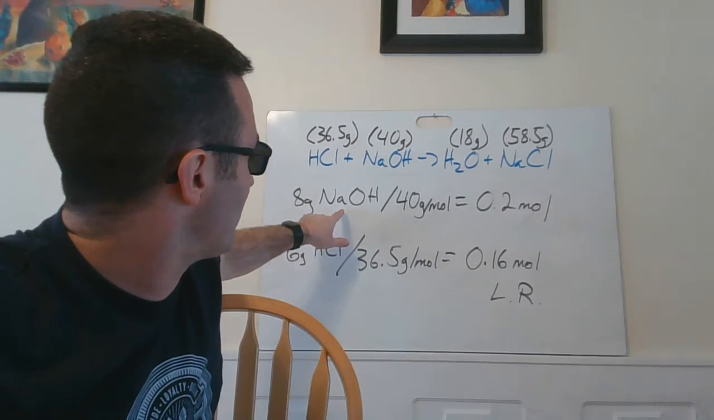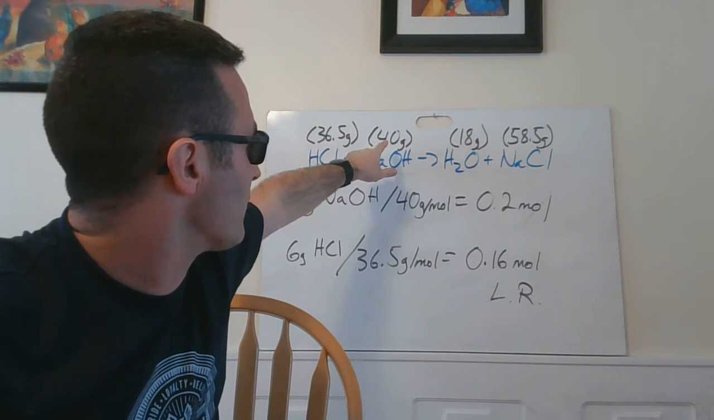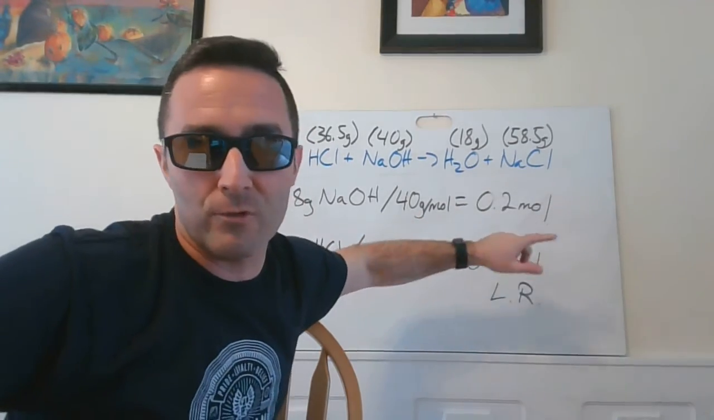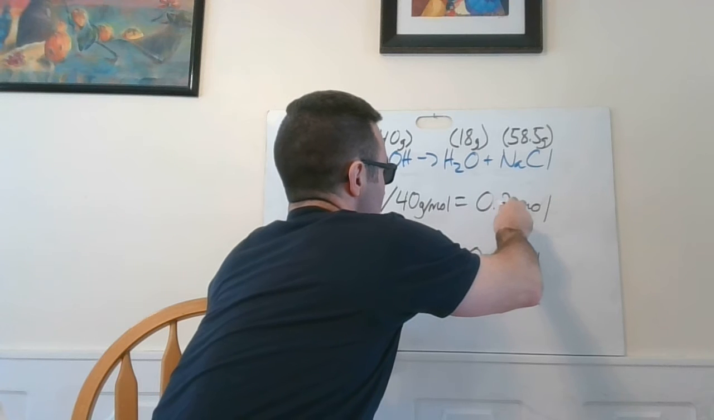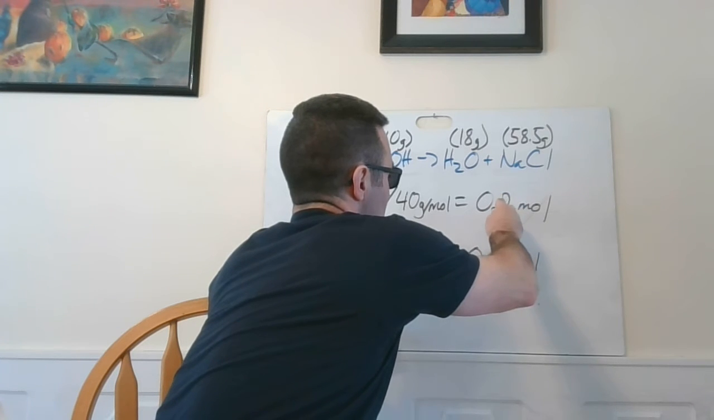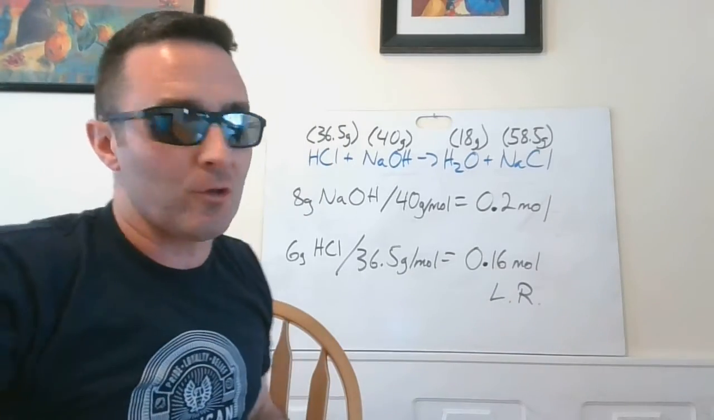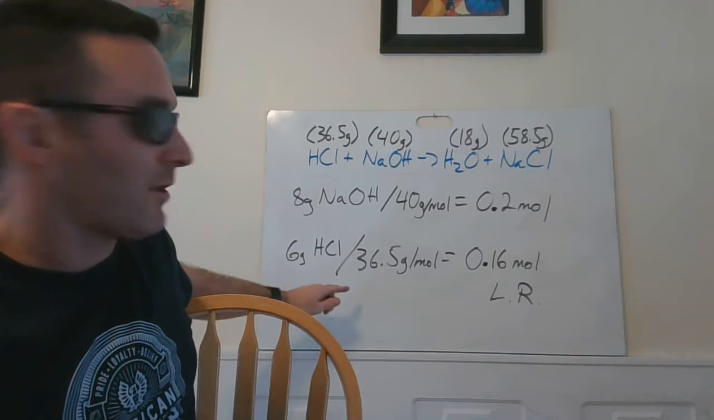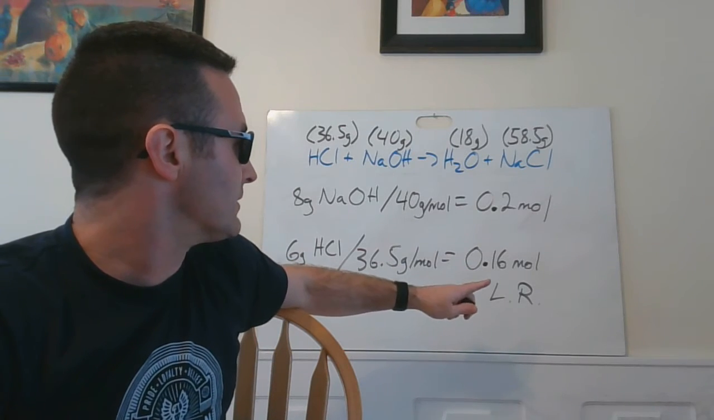So I take my sodium hydroxide, I've got 8 grams. My molecular mass is 40 grams, so 8 divided by 40 is 0.2 moles. Okay. I've got 6 grams of hydrochloric acid, so 6 divided by 36.5 is 0.16.